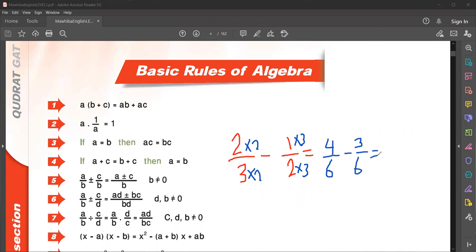Then you can subtract. Hello, Fatima Al-Yusuf. Hello, you are welcome. So 4 minus 3 equals 1, and put it the same.